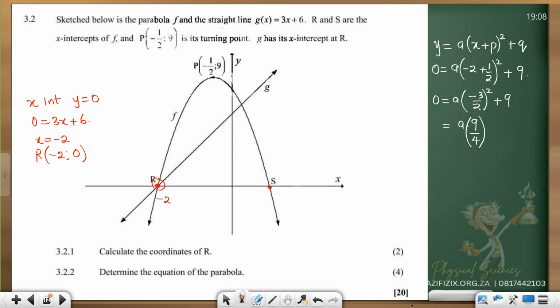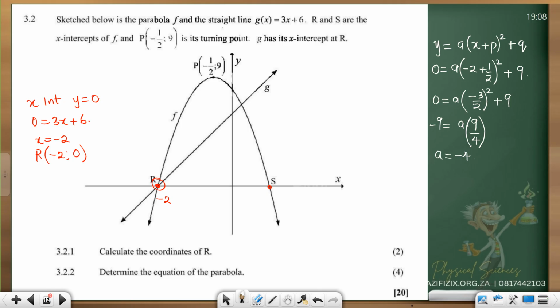Can I just bring my 9 here as -9? And you can do the math. -9 times 4 is -36 divided by what? So what is a? -4. A is negative, and it makes sense. It's a sad face. My a has to be negative.